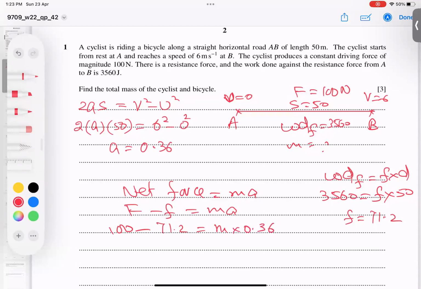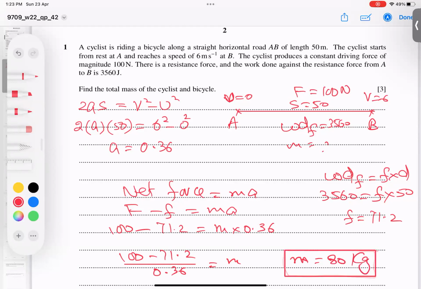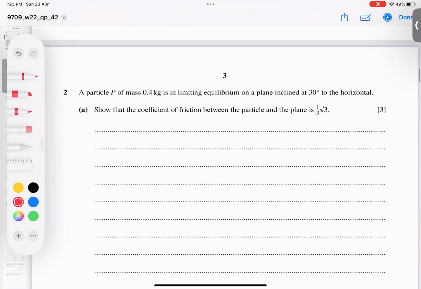I hope you got a way to handle the question. Whenever you don't know what to do, at least apply the formula and check how we can continue. Okay, let me type it in the calculator. So the mass is becoming 80 kilograms. I hope the concept is very clear.